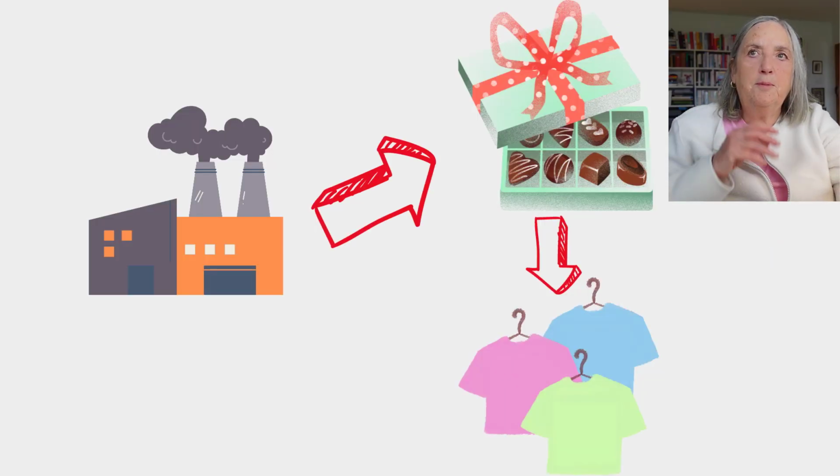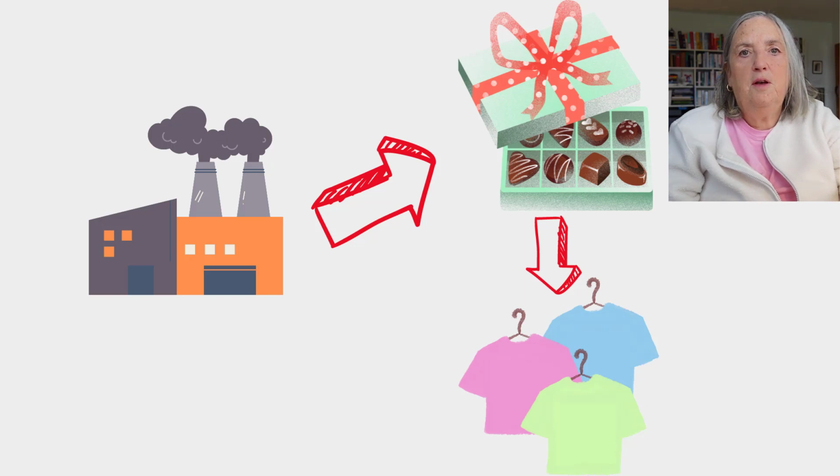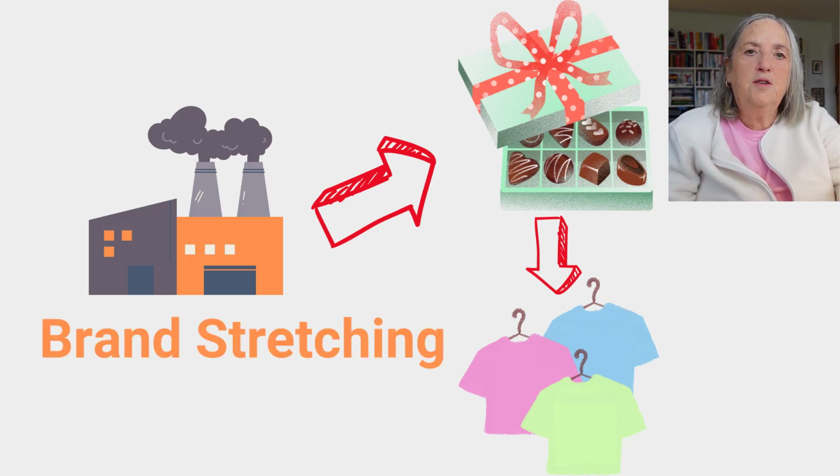Now here we've got an example of a company, and they manufacture chocolates, and they brand their chocolates, and then they move into producing t-shirts with the same branding. And this, of course, is an example of brand stretching.